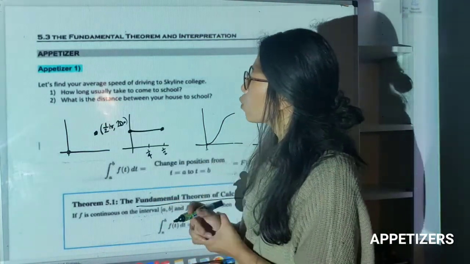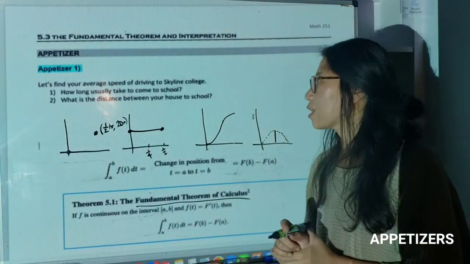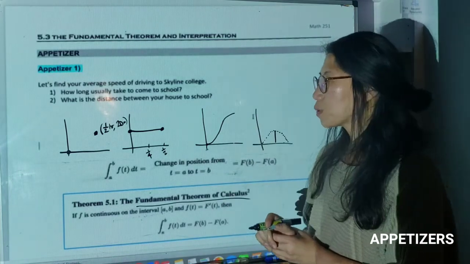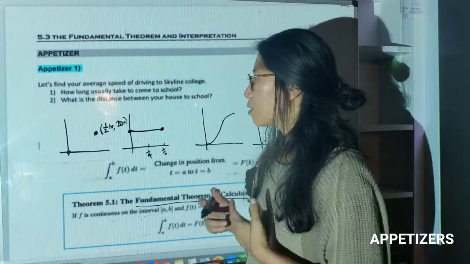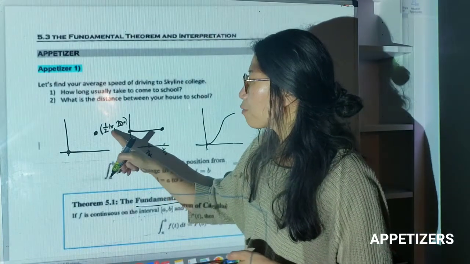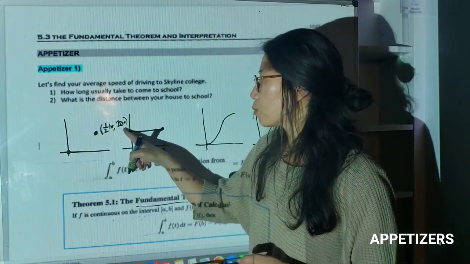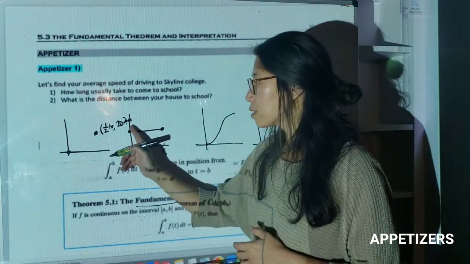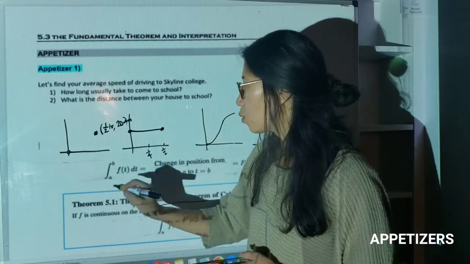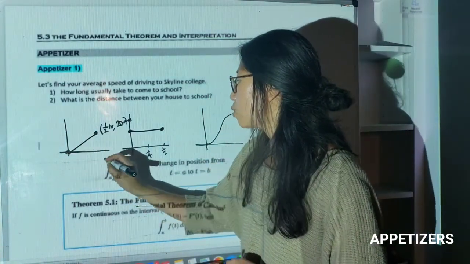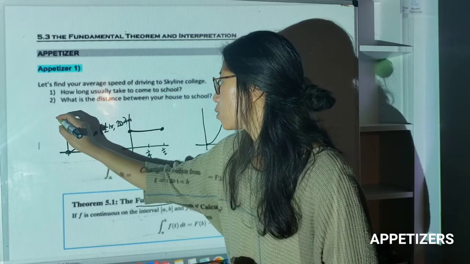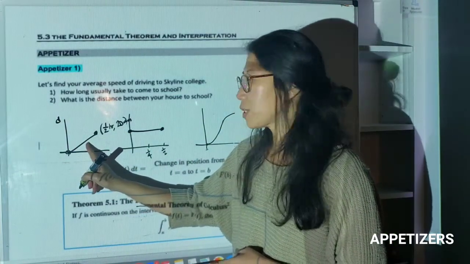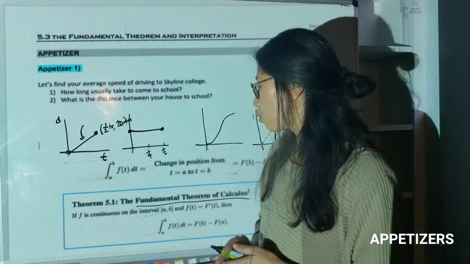So let's try to find the speed of driving to Skyline College and how long it usually takes to come to school. I'll put in one example of myself. For me, it took about half an hour, which is 30 minutes, to come 20 miles. Okay, then 20 miles takes about half an hour. If I connect this, you see that this is going to be time, and this is going to be distance. Therefore, from here, my slope is going to be the rate.